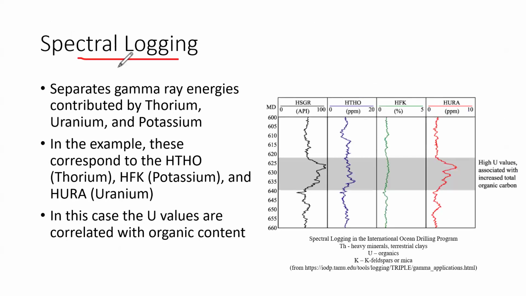For spectral logging, this is also done inside the drill holes. In this case, we actually separate the gamma ray energy contributions which can be attributed to thorium, uranium, and potassium. You will notice that these are the three common sources of radiation: thorium, uranium, potassium.